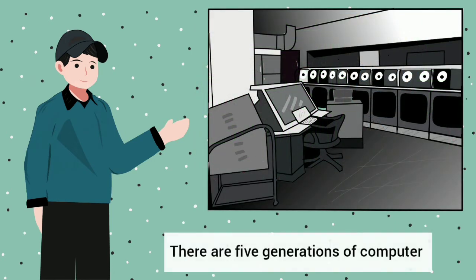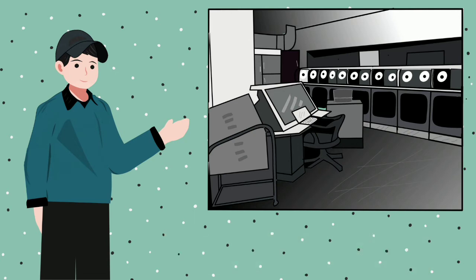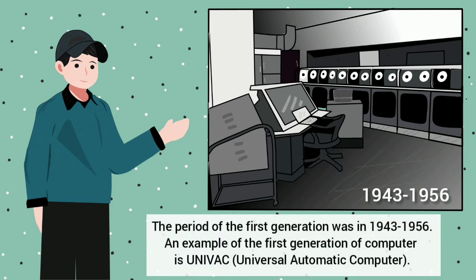There are 5 generations of computers. The period of the first generation was from 1943 until 1956. An example of the first generation of computer is UNIVAC or Universal Automatic Computer.